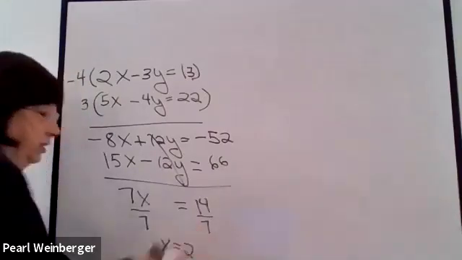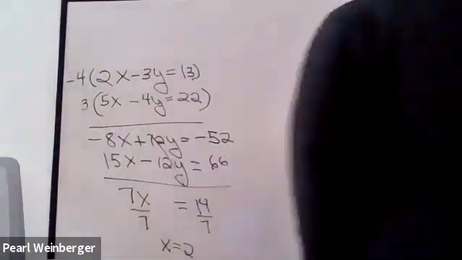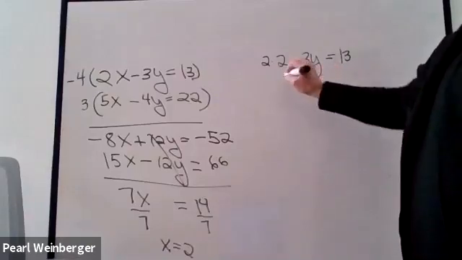Are you finished now? No, you have to find the other one. Okay, how are we going to find the other one? You have to plug in 2 for the x's. So I guess we could use the top one. Okay, so it'll be 2 times 2 minus 3y equals 13. Correct. So 2 times 2 is 4.